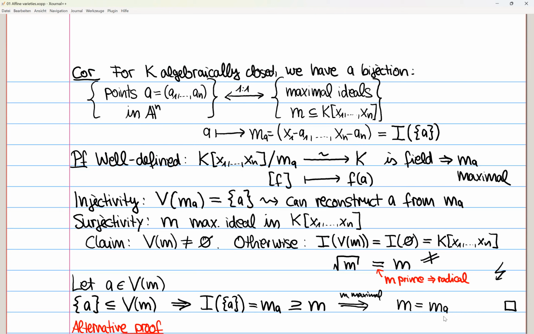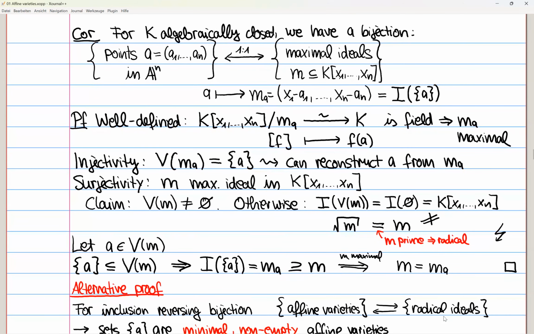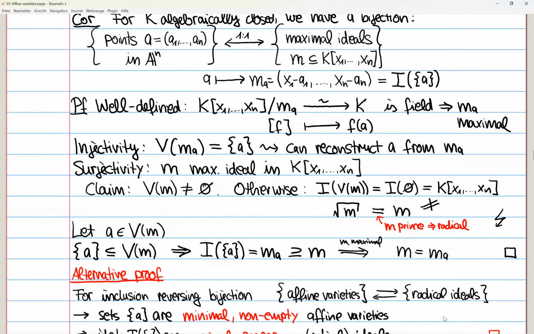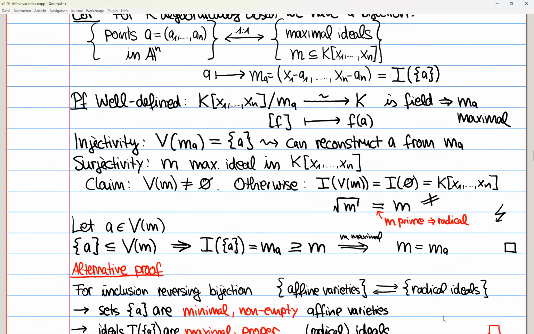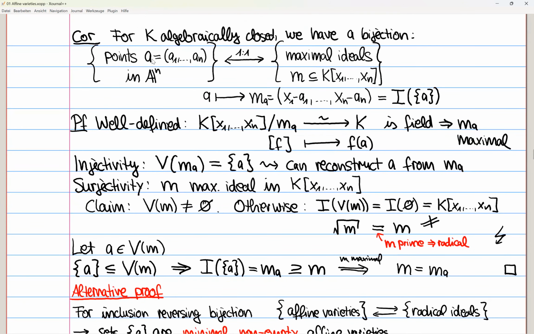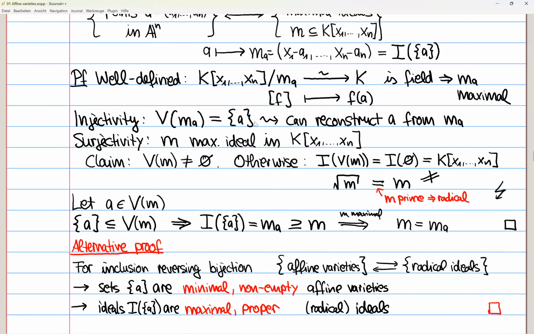There is a nice alternative proof, which takes kind of a very high level point of view and uses this correspondence which we had before. So here the corollary says the points correspond to the maximal ideals, and you can just get this as a consequence of this general inclusion reversing bijection between affine varieties and radical ideals.